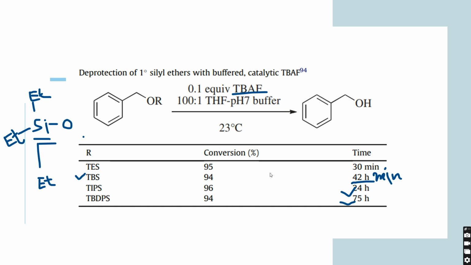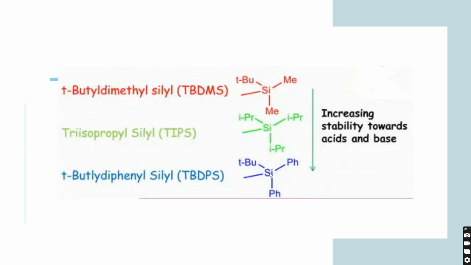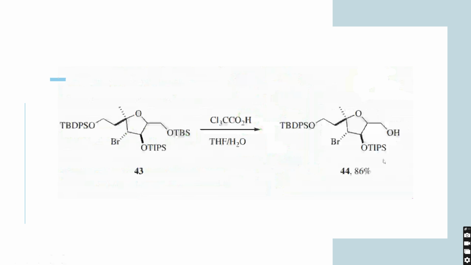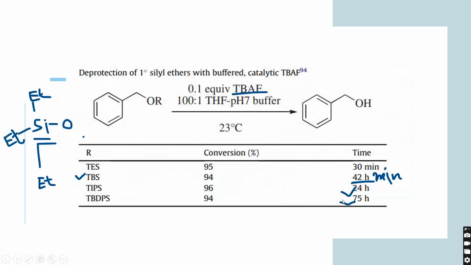Then we compared the time which is required for the deprotection of silyl protected alcohols. Okay, and we saw that as the bulkiness at the silicon atom increases, the stability towards acids and bases of these protecting groups also increases. And that is why this kind of trend in the time required for their deprotection is seen.